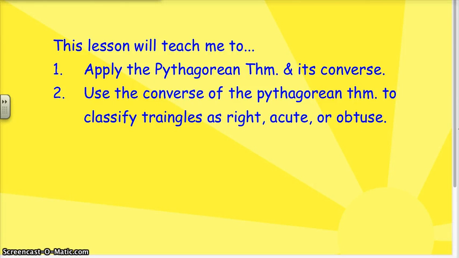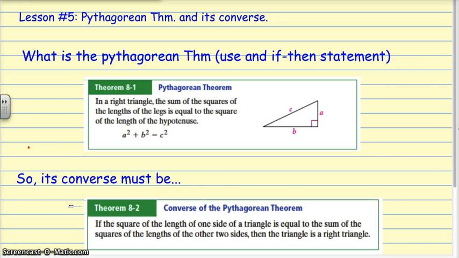This lesson will teach me to apply the Pythagorean theorem and its converse, and use the Pythagorean theorem to classify triangles as right, acute, or obtuse. So, the Pythagorean theorem and its converse.